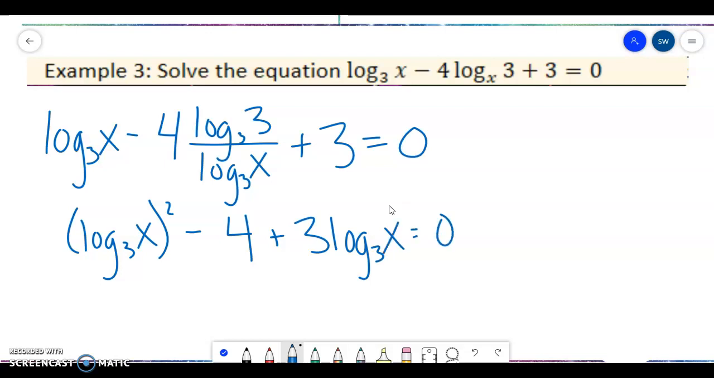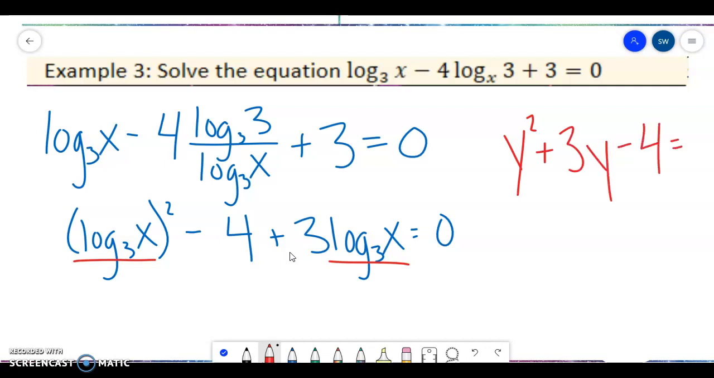So IB likes to ask questions like this that look similar, where you have an equation, and then all of a sudden, if you notice, it really just turns into a quadratic. So think of log 3 of x as a different variable. We'll make it y. If I rewrite that in terms of y, it'd look like y squared plus 3y minus 4 equals 0. So all I did was substitute the log 3 of x and rewrite it as y for now.